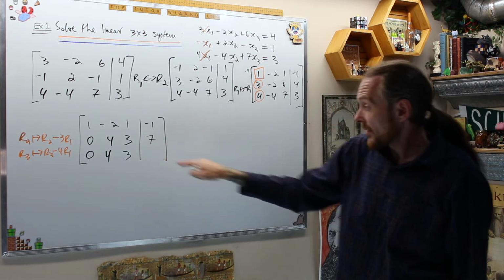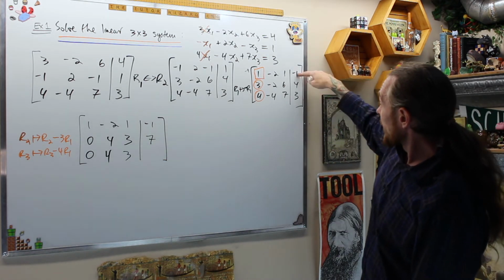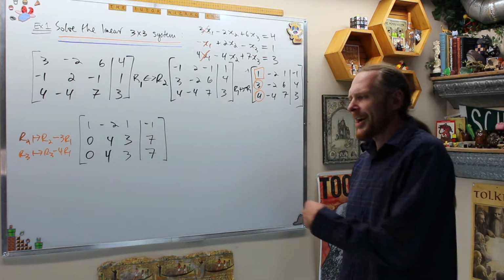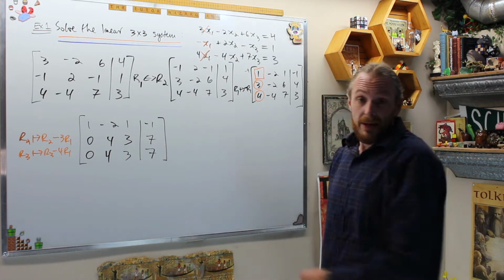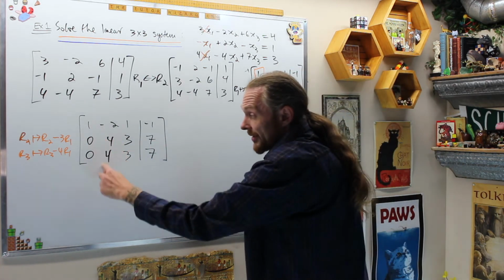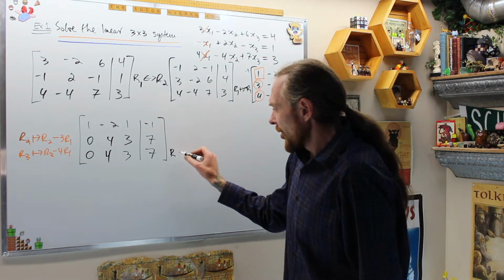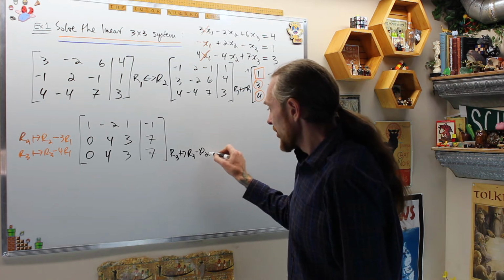Ooh, it's either a contradiction or infinitely many solutions. What do we get? 3 plus 4 is 7. We get infinitely many solutions. You can't tell until you're a wizard. You can't tell until you're in row echelon form. Are we in row echelon form? No, because these guys are lined up. Therefore, what am I going to do? First, I'm going to do row 3 gets replaced by row 3 minus row 2.